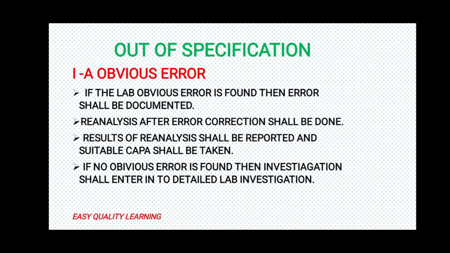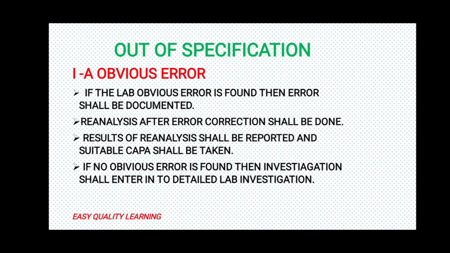Then, if the lab obvious error is found, the error shall be documented and reanalysis after the error correction shall be done. Results of reanalysis shall be reported and a suitable CAPA shall be taken. So, this is the process of 1A obvious error.